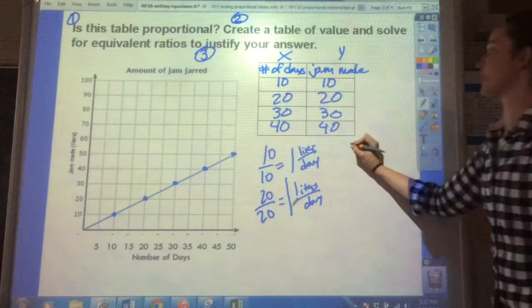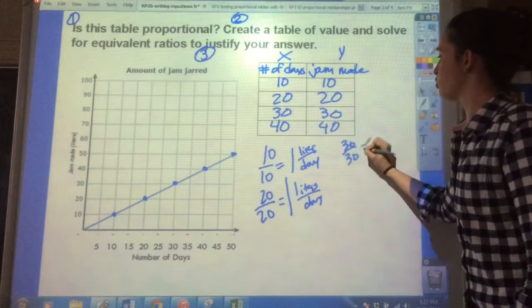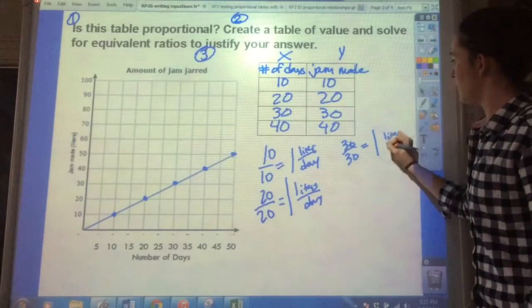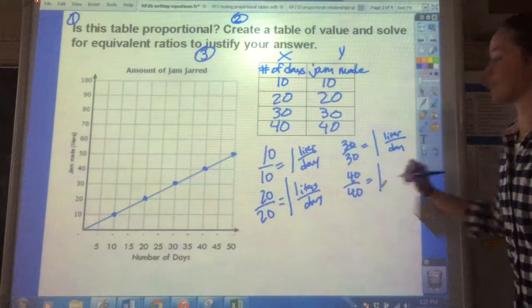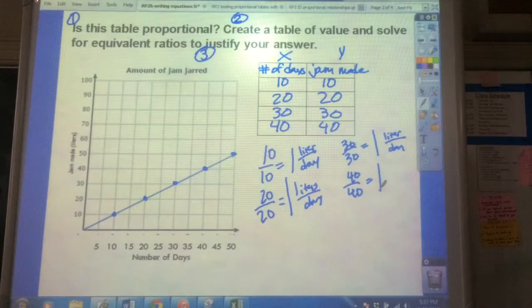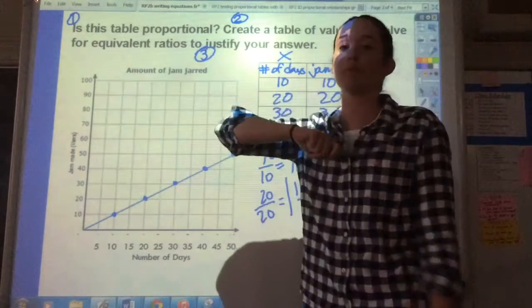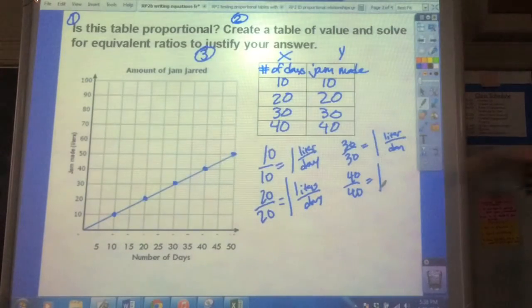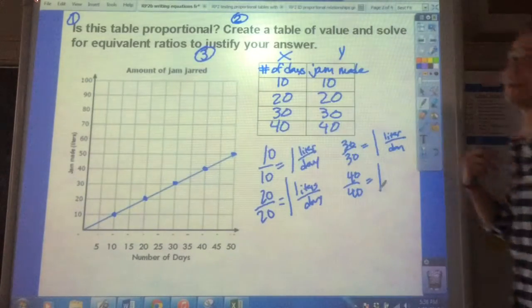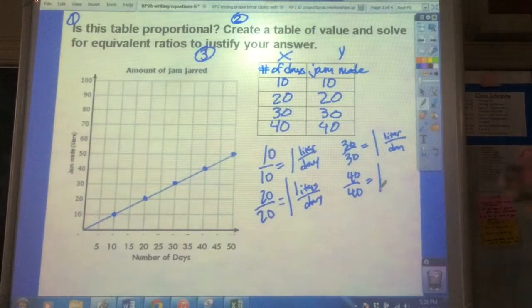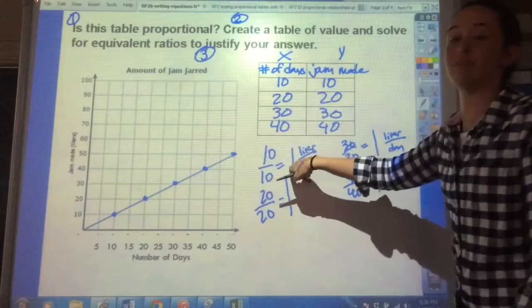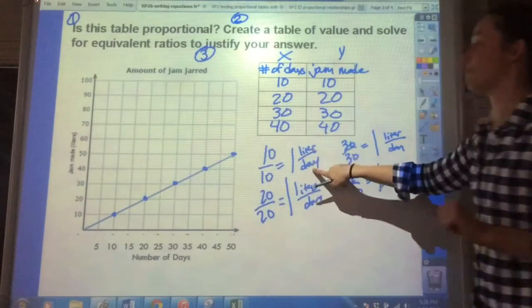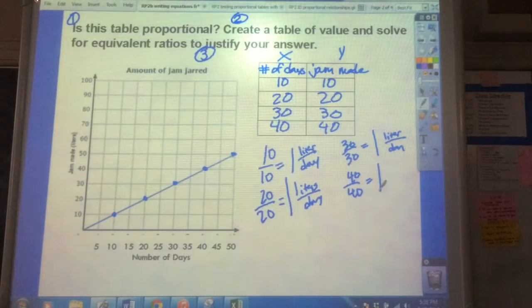I'm going to do the same thing, 30 over 30, which will be 1 liter per day. And the last one is 40 over 40. All of these are going to simplify the same thing. Notice that I wrote the units each time. I can say, yes, this table is proportional. I know this because I tested for equivalent ratios in my table and on my graph. As I simplified, I found that it simplified to 1 liter per day. Beautiful. Let's go on to the next example.